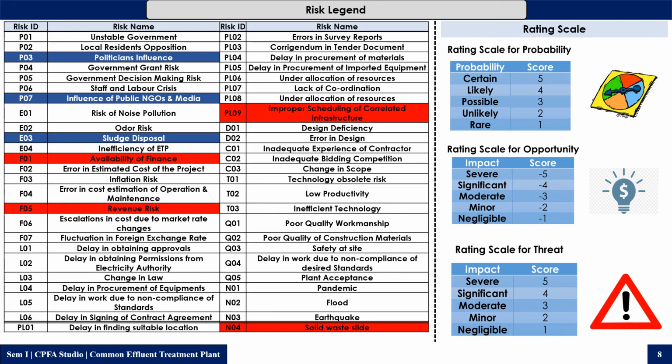So here is the list of risks which were identified. The categories we have divided the risks into are the planning category, environmental category, funding category, contractual category, qualitative category, and natural calamities category. On the right side, a rating scale is given for the metrics we have prepared for the risk analysis.